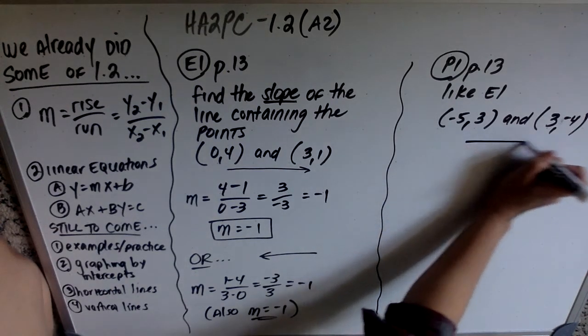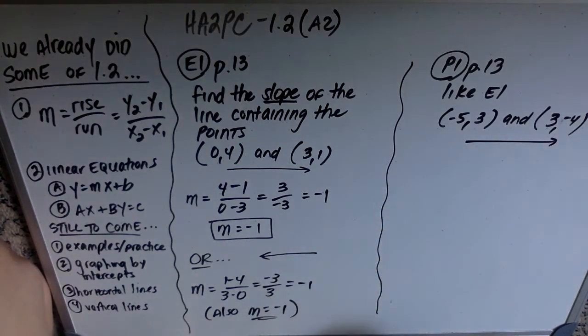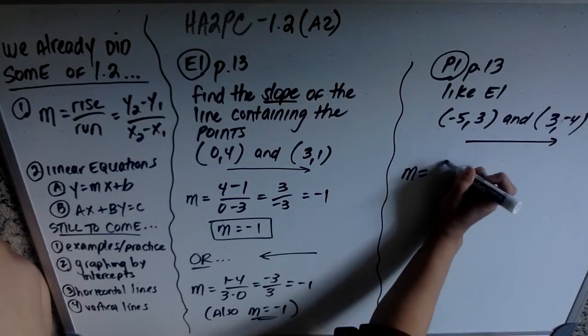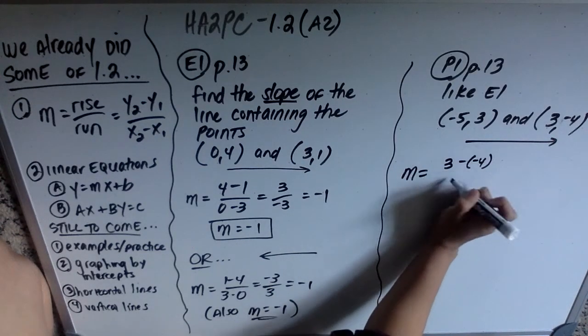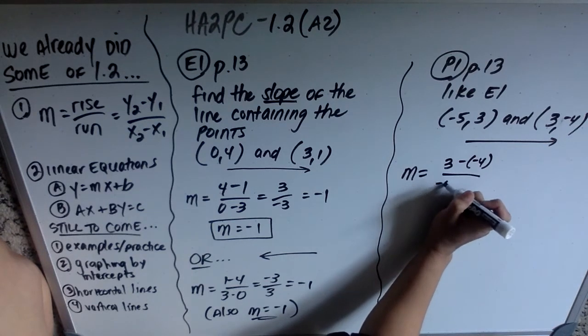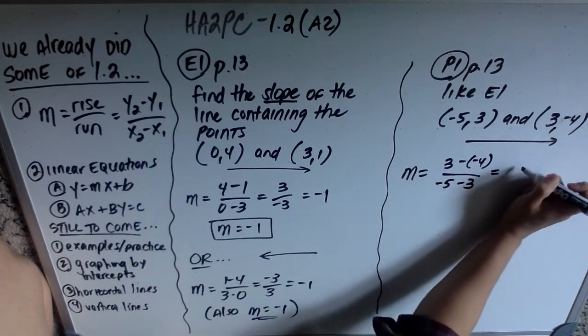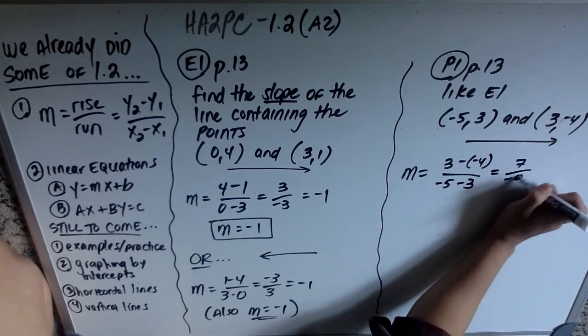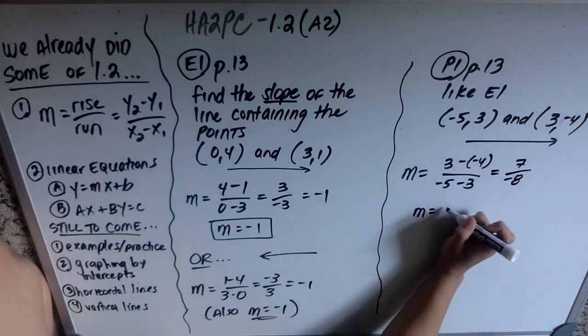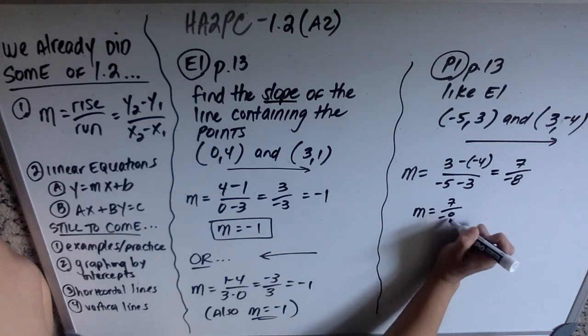So I like my y values to come out positive. It's just a preference. So I'm going to go this direction and do 3 minus a negative 4, which will come out as a positive 7. And on the bottom, I'm going to do negative 5 minus a 3, which will come out as a negative 8. So I get 7 over negative 8. And that's my answer. Now, I want to point out that there are 3 different ways to write this, and they're all correct.